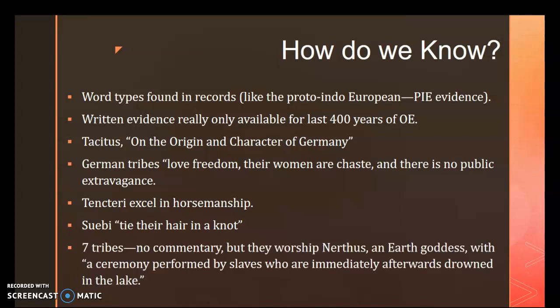Okay? About 7 of the tribes he provided no commentary for, except that they worshiped an earth goddess and performed a ceremony which involves the ritual sacrifice of slaves. And later archaeological evidence would actually confirm this record.